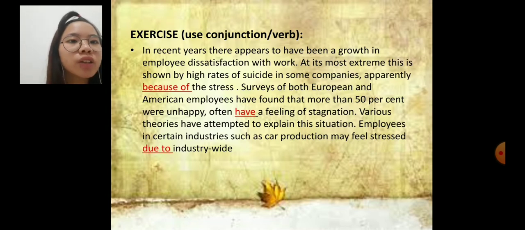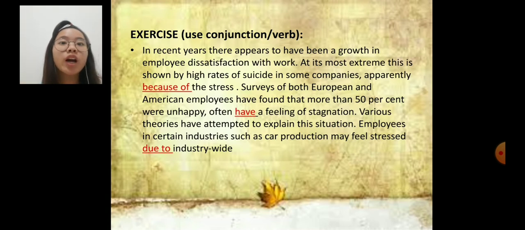And then, surveys of both European and American employees have found that more than 50% were unhappy, often having, this is the verb, feelings of stagnation. Various theories have attempted to explain this situation. Employees in certain industries, such as car production, may feel stressed due to the industry-wide. This is the conjunction. So that's all my explanation, and later on my partner Daniel will explain it to you.